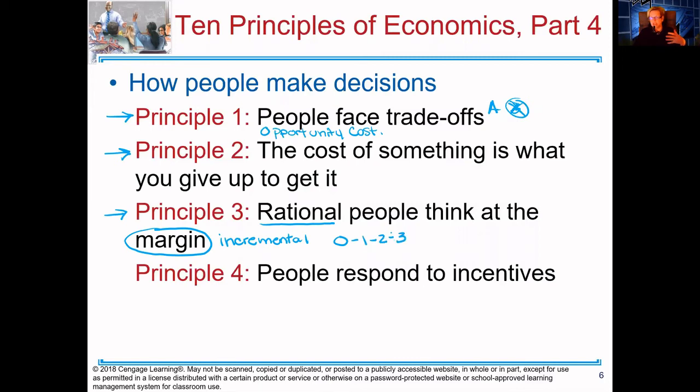That's marginality in economics. The fourth principle is that people respond to incentives. And sometimes people respond to incentives where the government has set up something that perhaps gives people an incentive to do the wrong action. So we'll talk a little bit about that when we get to that principle.